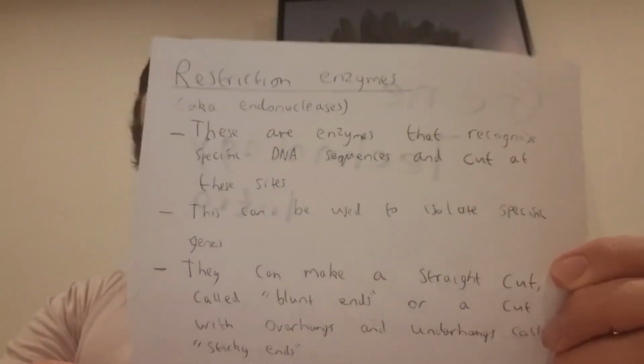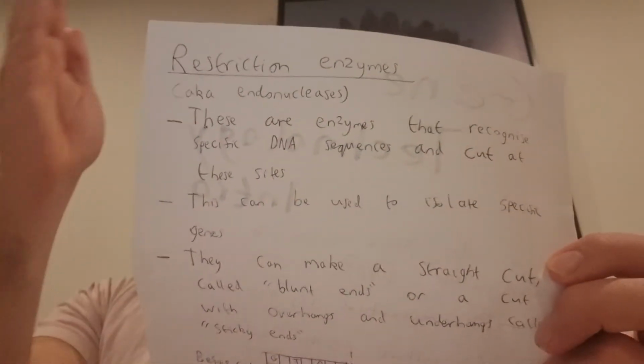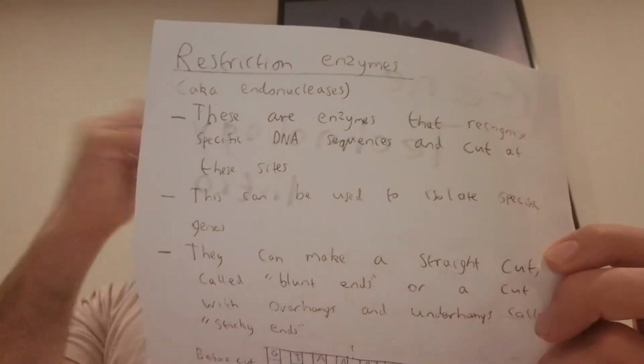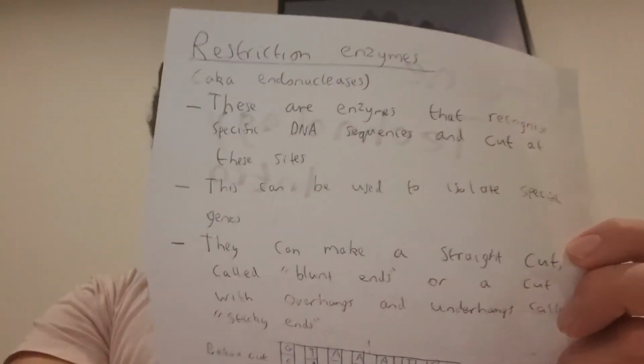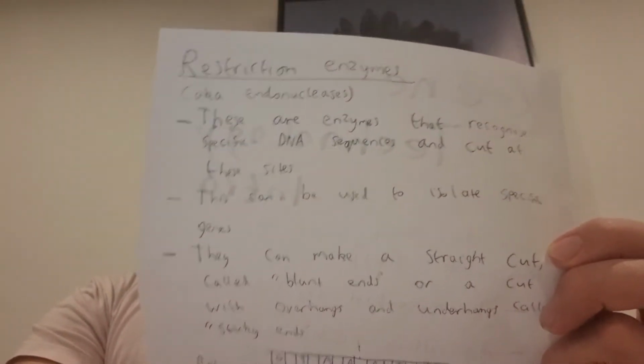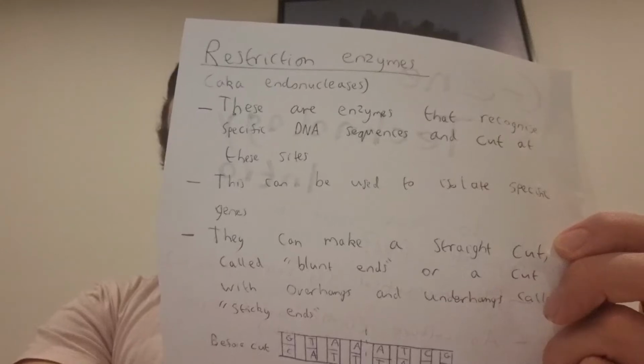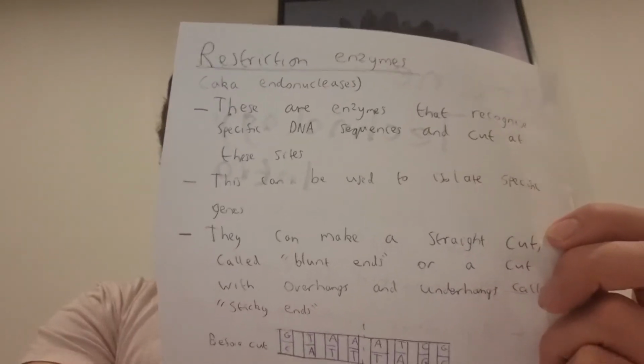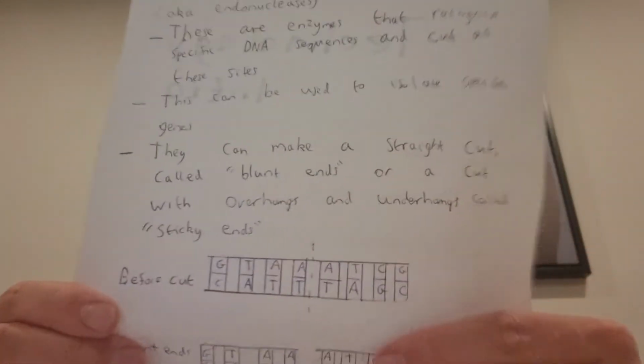And the way they cut can be either to cut making a blunt end, when there is a straight cut down at the recognition site, or with a sticky end, which is when there is either an overhang or an underhang. So I'll show you what I mean by that.